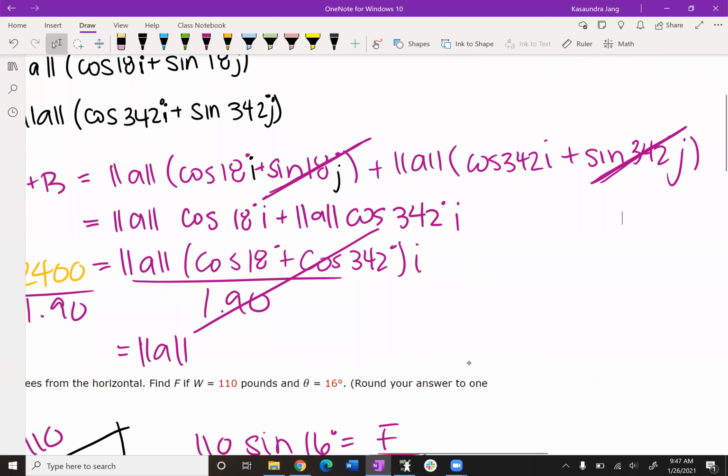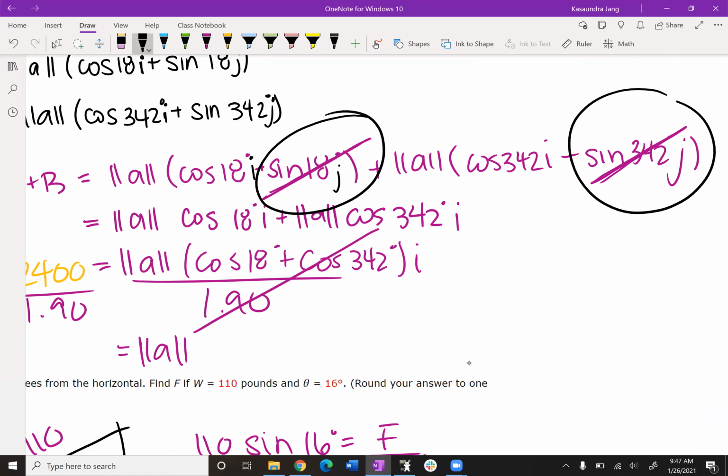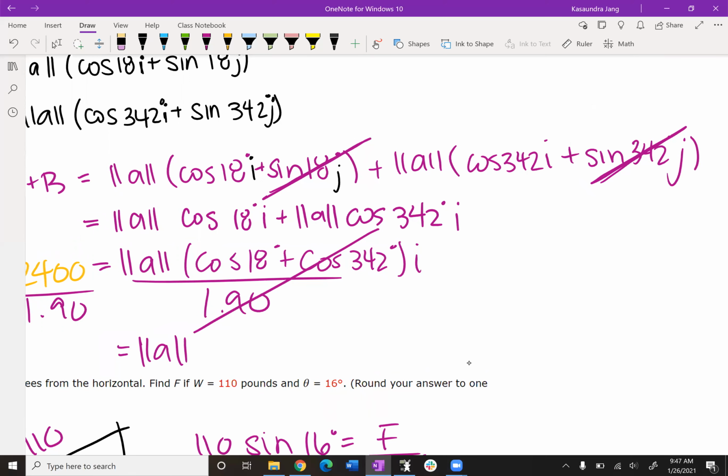I guess it adds up to 0. If you want, you can do it in your calculator: sine of 18 degrees plus sine of 342 degrees, it's going to be 0. They're going to add up to 0. And then cosines, cosines are my x's, so I have to keep those x's. I've got cosine of 18 degrees, I've got cosine of 342 degrees, with the i on there.